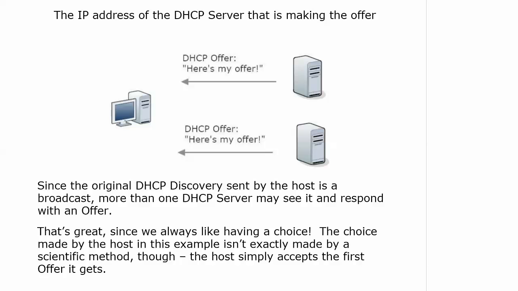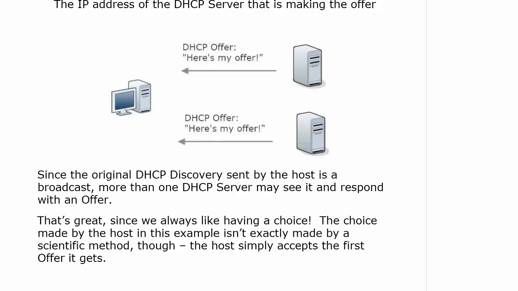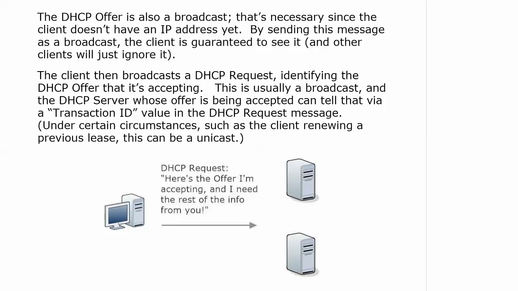Well, the choice made by the host in DHCP of which offer to accept is not exactly scientific. It simply accepts the first offer it gets. Doesn't actually get any less scientific than that, I think, but that's what we've got. Now, that DHCP offer, that's also a broadcast. And that's necessary because the client doesn't have an IP address yet, right? So we can't exactly unicast it back. So by sending this message as a broadcast, the client is guaranteed to see it and the other clients will just ignore it.